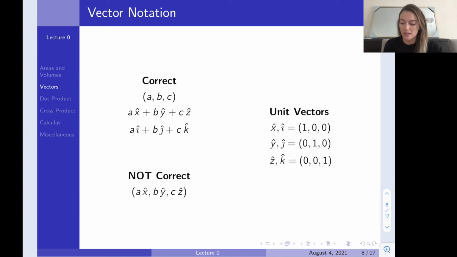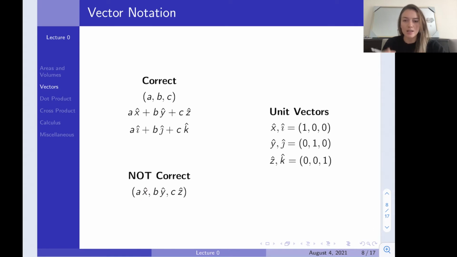It's all the same, it's fine. The only thing is don't do both. So I see a lot of people where they'll write it with the parentheses, but then also insert the x hat, y hat, and z hat. So that's not correct because it's formalized. Like our notation indicates that this is the x direction, this is the y direction, this is the z direction.